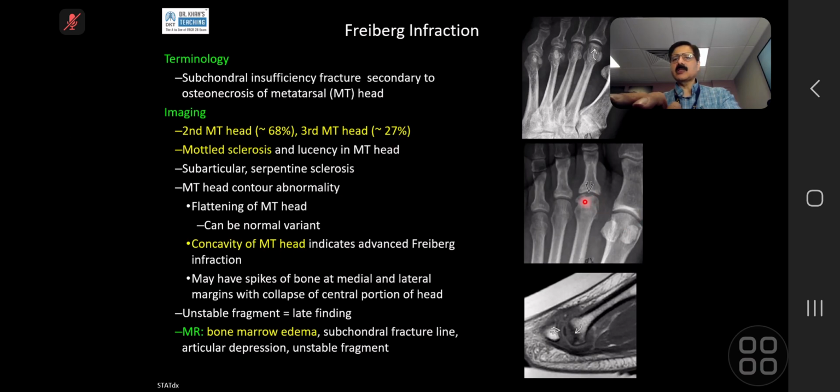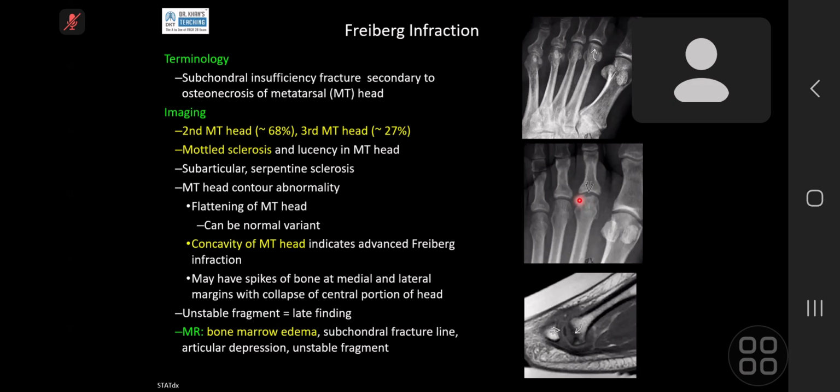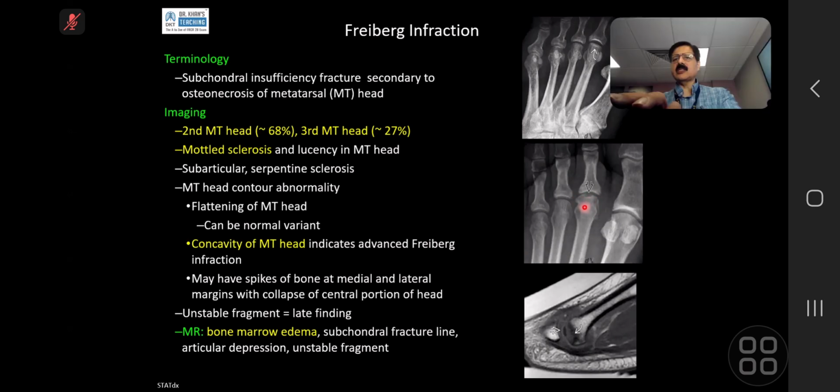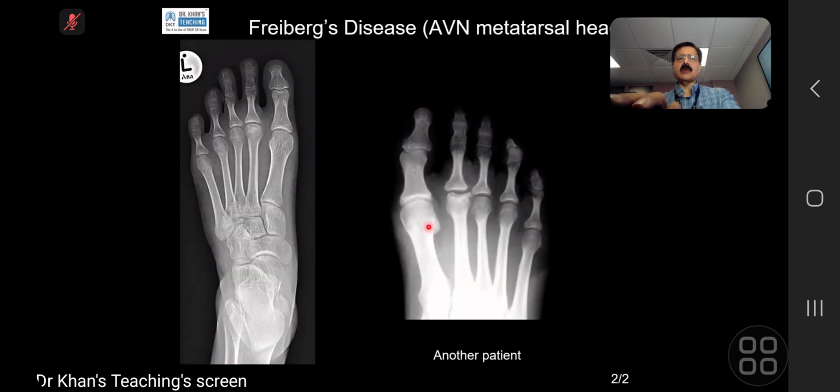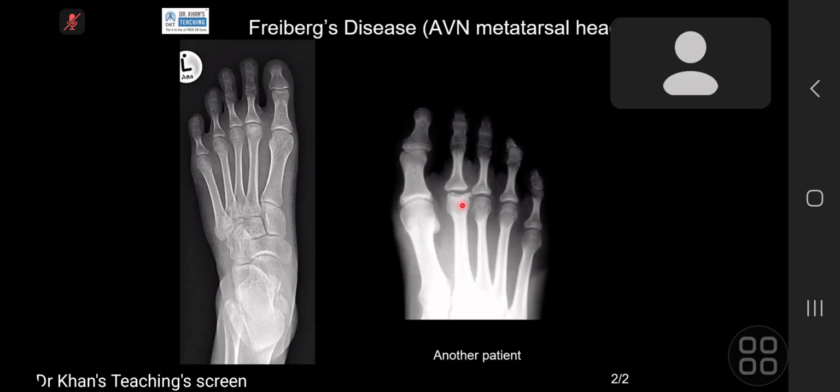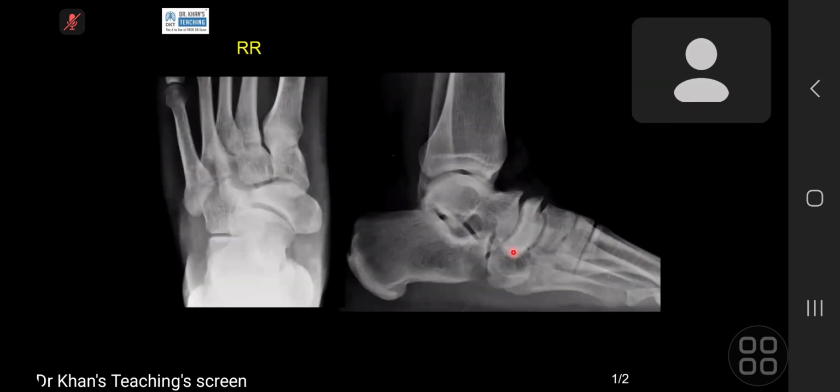Look here. Look at this. So develop your eyes on this finding. If you get this in the exam, you should understand that this is also Freiberg disease, where there is a concavity here, as if there is an erosion here. All of this is sclerotic and flattened, but this concavity, develop your eyes on this one. Of course, on MR, there can be bone marrow edema. This was the case which I showed you, and this is a more advanced case, which is quite obvious that this is Freiberg's disease.